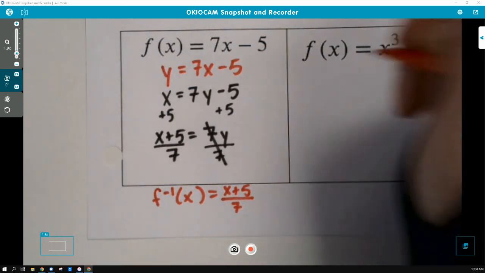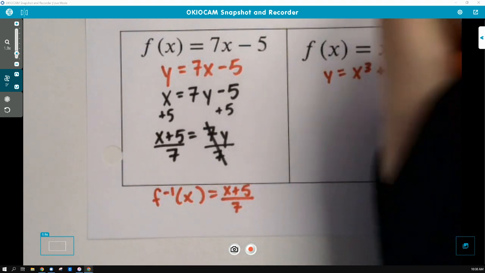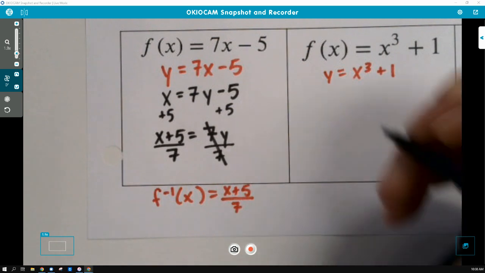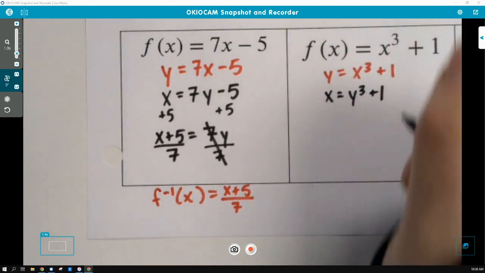Okay, 2 more. We've got f of x equals x cubed plus 1. All I'm doing is switching f of x for y. Now I'm going to switch x and y. So it's going to be x equals y cubed plus 1.